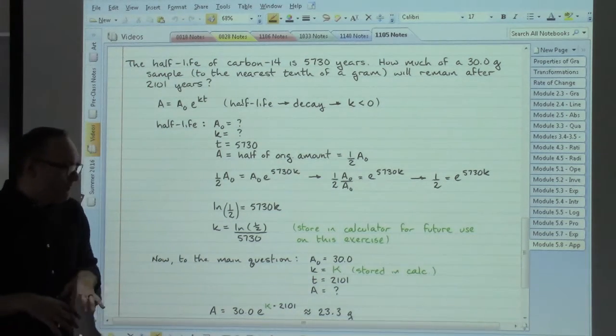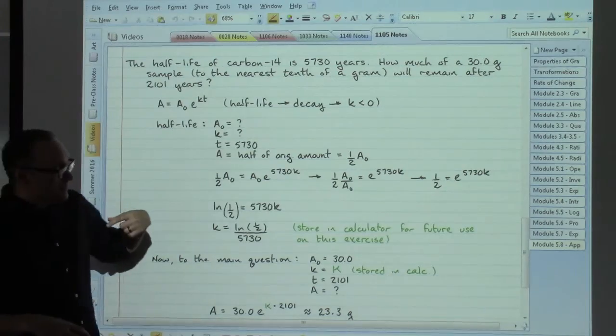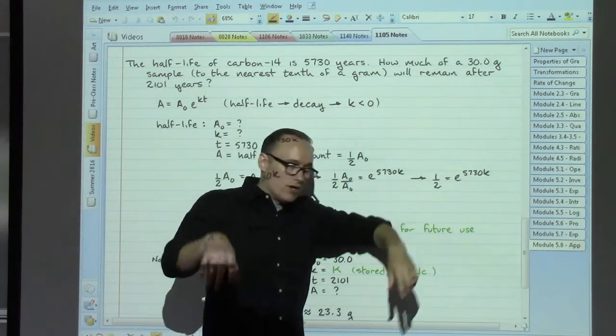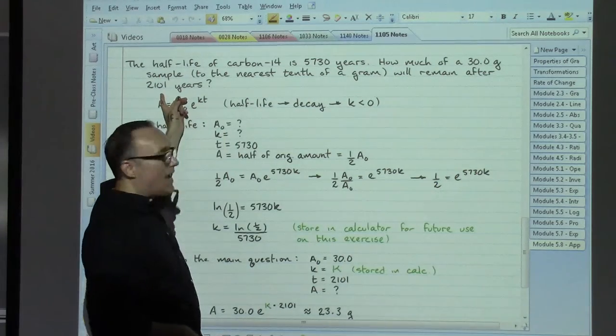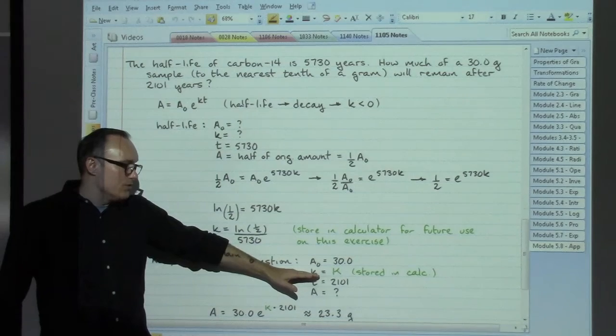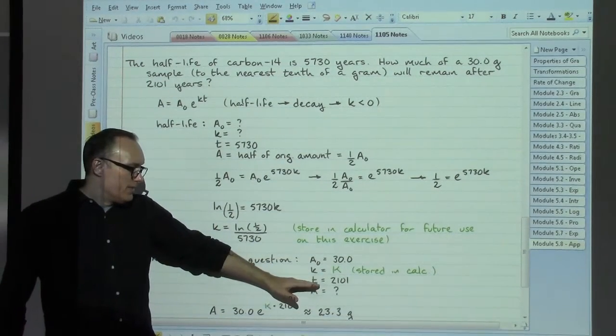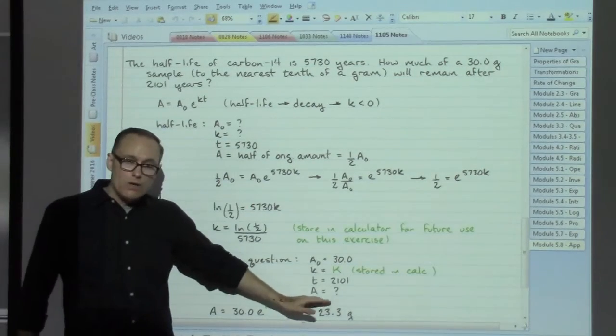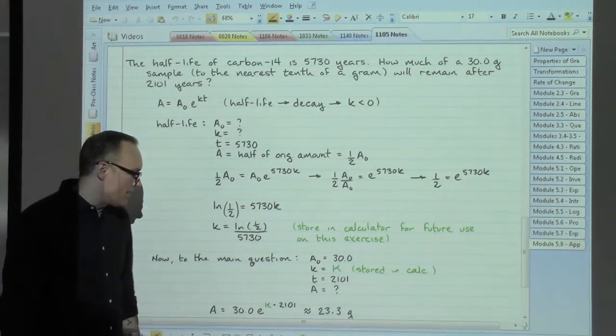So the nicest thing for us to do is store that in the calculator so that we can use it in the other part. And that's the part where they literally are asking how much is left, starting with the 30.0 grams after 2,101 years have passed. The k value is stored in the calculator. The t is the 2,101 years. The original amount is the 30.0. We've got enough information to find that final amount.